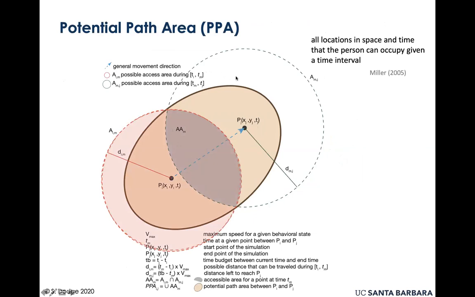And then the time budget that is left determines what can possibly be reached at this distance. The intersection between these two circles shows the area that is accessible to the entity at the time we are interested in. And as you move through time, this potential area changes until we can quantify the whole space-time path.